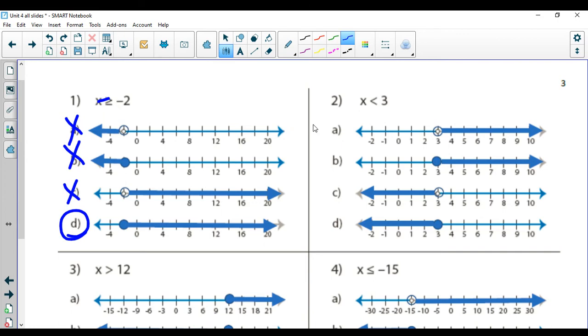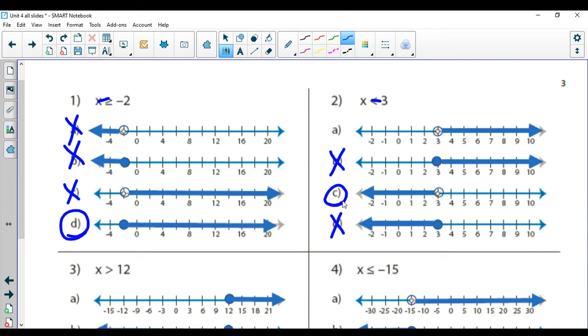In number 2, we have x is less than 3. So less than is going to give me an open circle, so I'm going to eliminate B and D here. And open circles on 3 happen in A and C, so I'm looking at my shading. Less than shades to the left, so it looks like C is in fact my correct answer here.